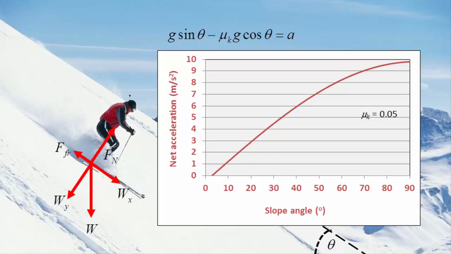When the angle is 90 degrees, this basically means that there is no slope and the skier is in free fall, so we experience the maximum acceleration due to gravity, which is 9.8 meters per second squared. So, for the final quiz in this video, using the equation that you have derived for acceleration, what is the acceleration of the skier going down a 30-degree slope with a coefficient of kinetic friction of 0.05?